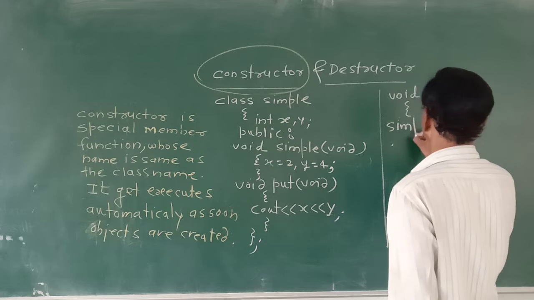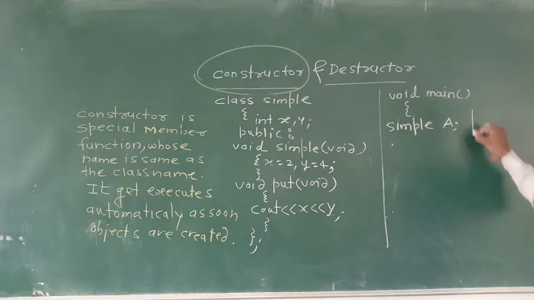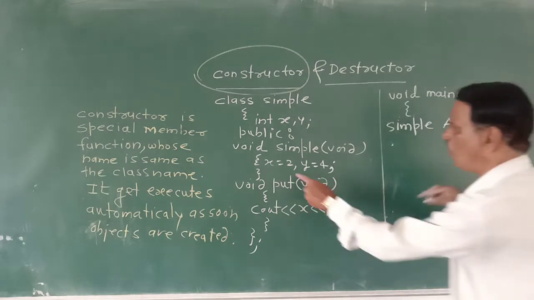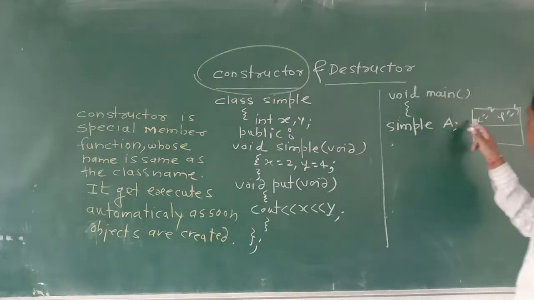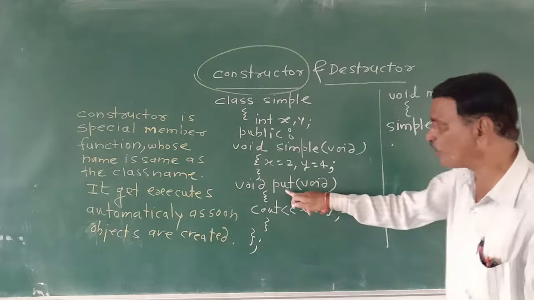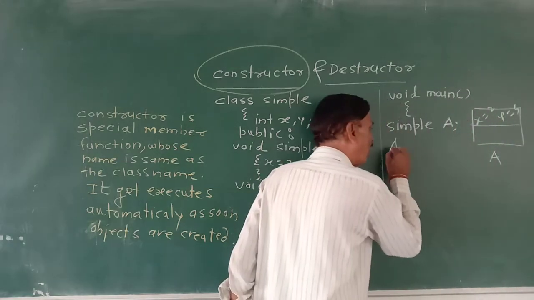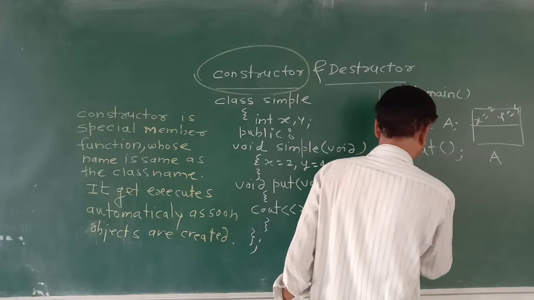Simple A. Now as soon as object is created A, not only object will be created but x is equal to 2, y is equal to 4. This is going to happen because this is going to execute automatically. But what about the put? Put will not get executed automatically. You have to call it, A dot put.